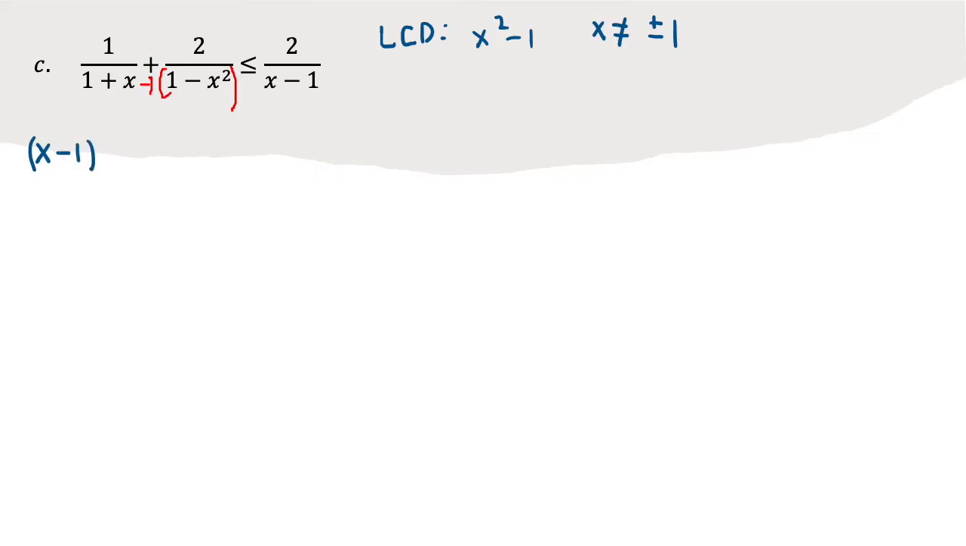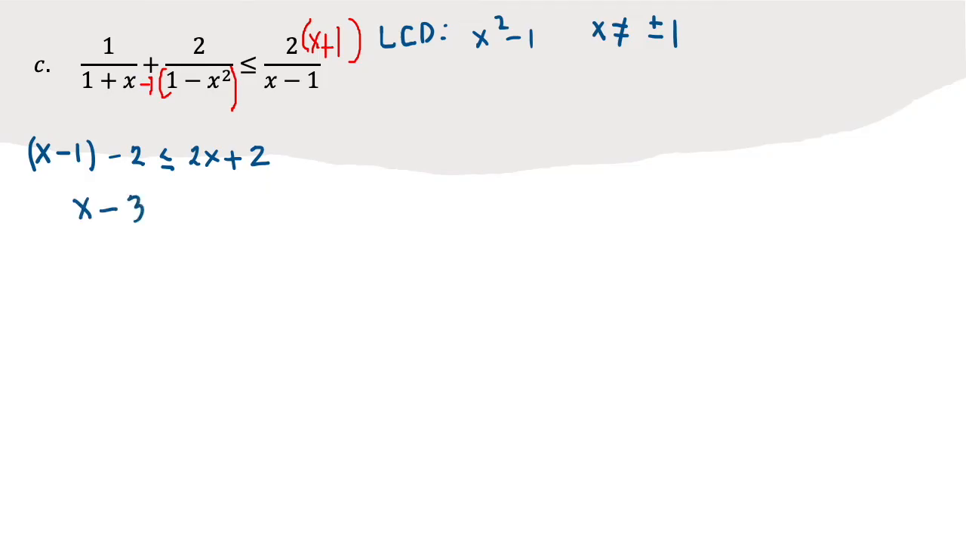X squared minus 1 divided by 1 plus x, or x plus 1, will give us x minus 1 times 1. So we have x minus 1. And then x squared minus 1 divided by 1 minus x squared will give us negative 1 times positive 2, that will give us negative 2. And then less than or equal to x squared minus 1 divided by x minus 1 will give us the answer, x plus 1 times 2. That will become 2x plus 2.